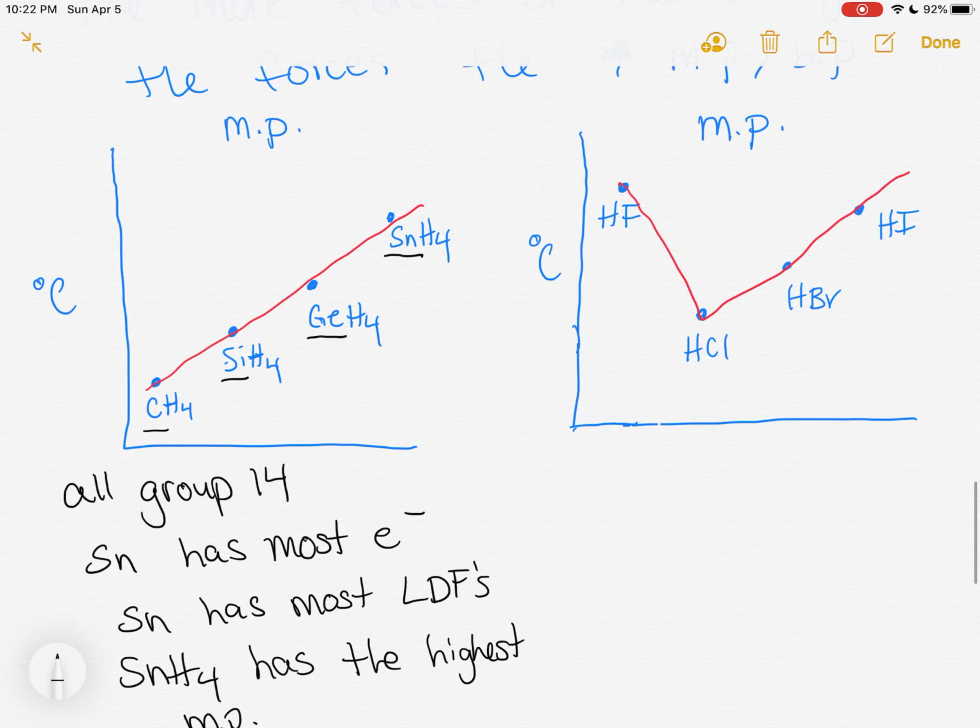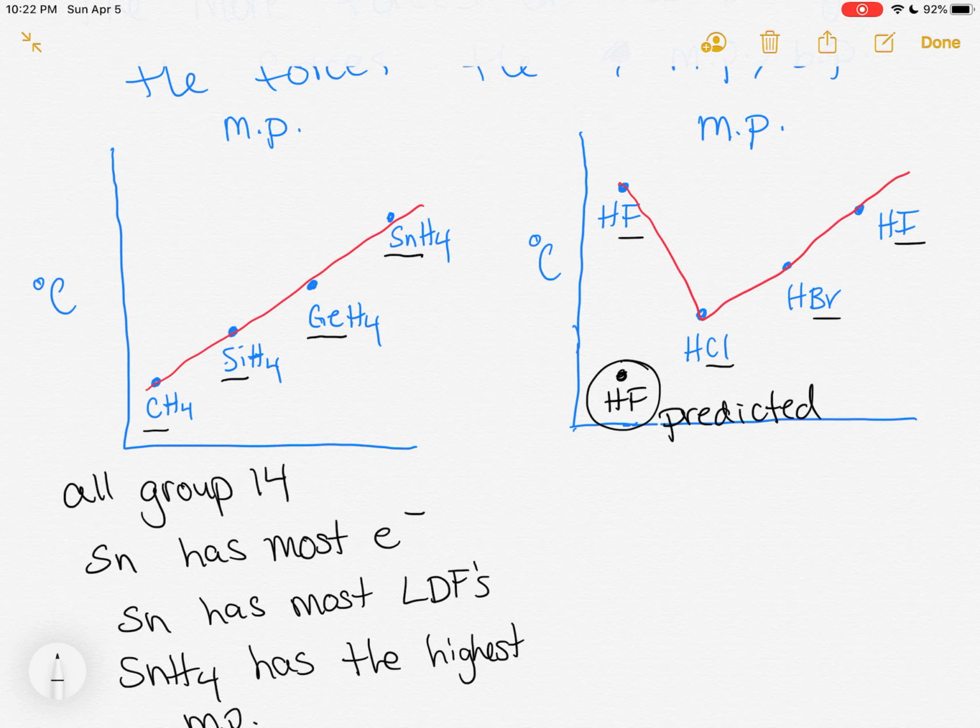Now, when we look at the second graph, the graph on the right here, again, we're looking at fluorine, chlorine, bromine, and iodine, which are all in the same group. They're all in group 17, okay? But we have a little bit of a blip here. We would have expected HF, that would be predicted based on our LDF forces, and then it would have looked the same as the graph on our left, right?